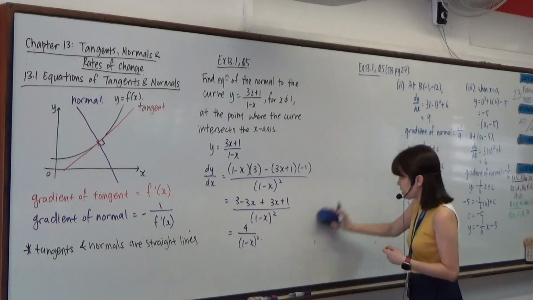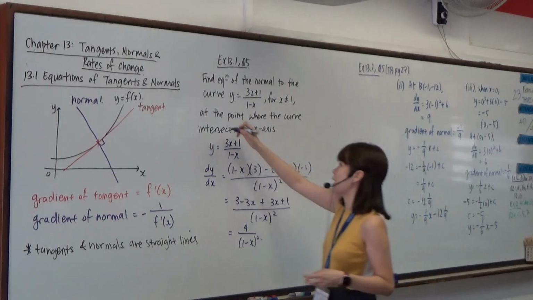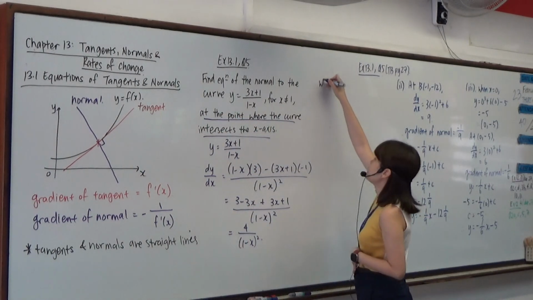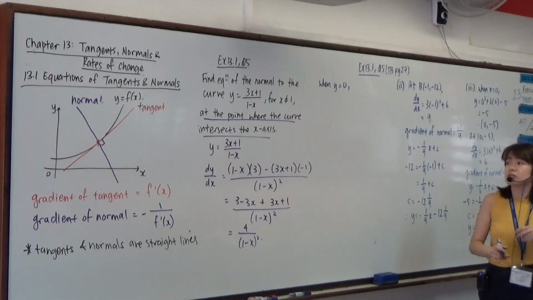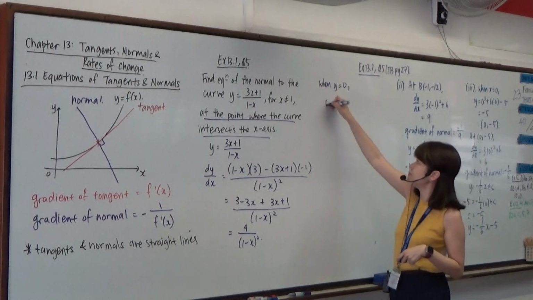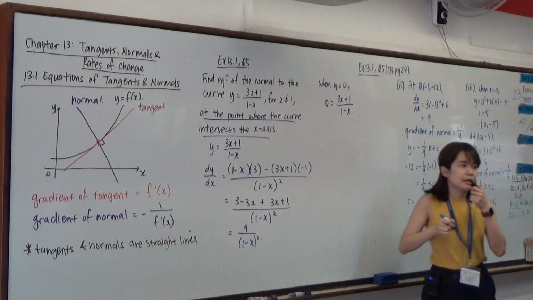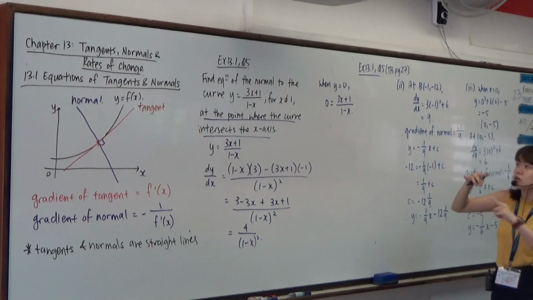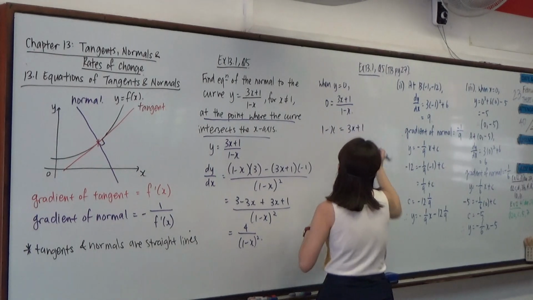The question wants us to find the equation of the normal at the point where the curve intersects the x-axis. That means we need to find out what is that point where the intersection is. So when y is equal to 0, we have this. I noticed that some of you, when you cross multiply, think that it will be 1 minus x equals 3x plus 1.